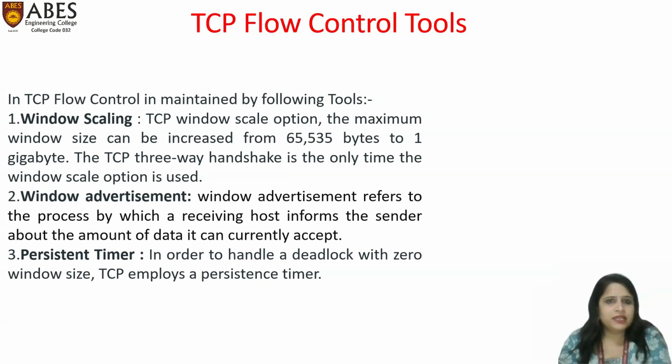The first one is window scaling. With the TCP window scale option, the maximum window size can be increased from 65535 bytes to 1 gigabyte. The TCP three-way handshake is the only time the window scale option is used.